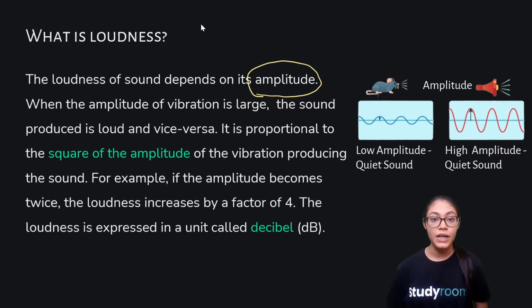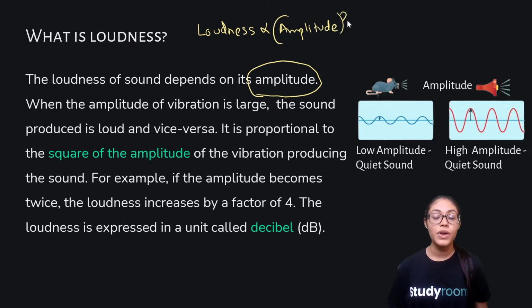So we can write that loudness is proportional to the square of the amplitude. For example, if the amplitude is 2, then the loudness corresponding to it will become the square of this, which is 4. Very simple. Now, the loudness is expressed in a unit called decibel, and its symbol is dB, as shown over here. Let's move on.